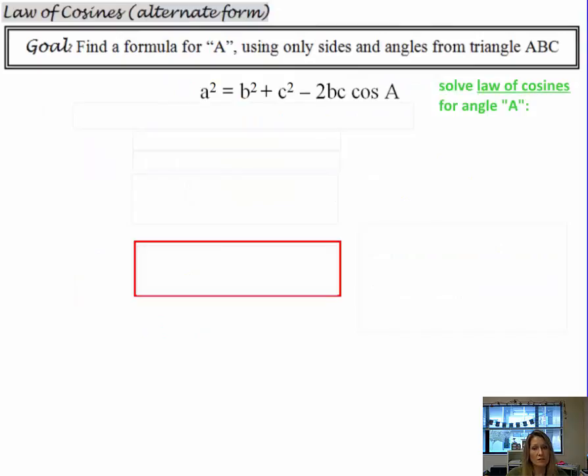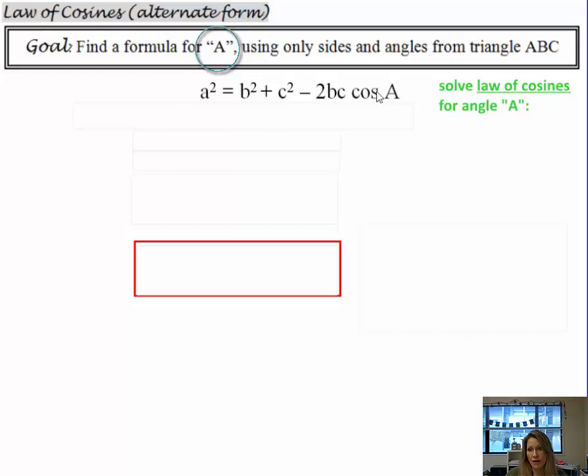Okay, so that's the law of cosines in terms of a side length. If you're looking for a side length, that's the one that you want, or if you're given an angle. Now, we also want to be able to find out information about the angle. So what we're going to do is take this law of cosines that we just found, and solve it for A. That way we'll have a formula in terms of angle A as well as side A.